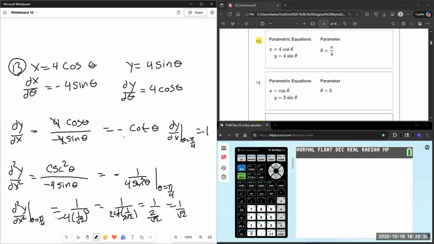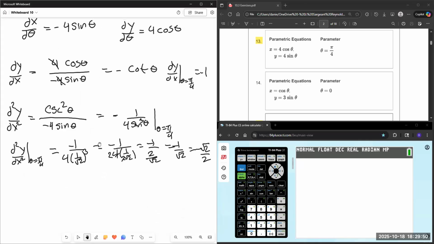Negative, which is a negative root 2 over 2. And that means that we are concave down at that point. And we have a negative slope and we're concave downward, so we're on the right-hand side of the concave down piece. We're over here.